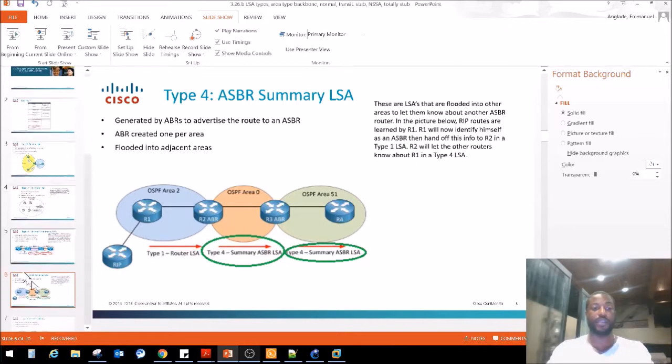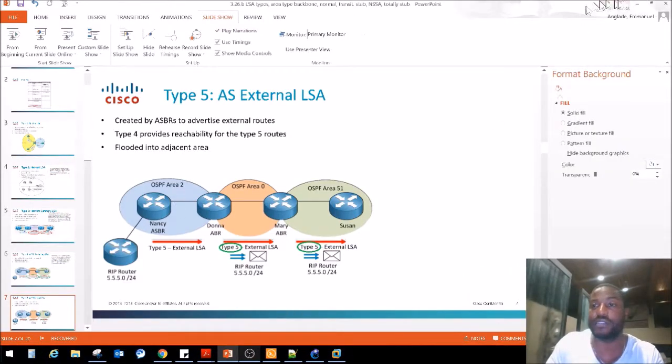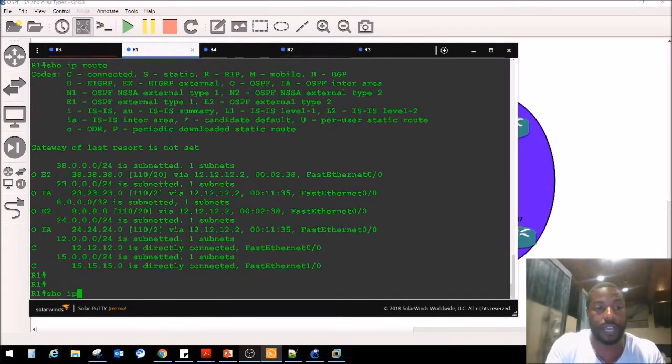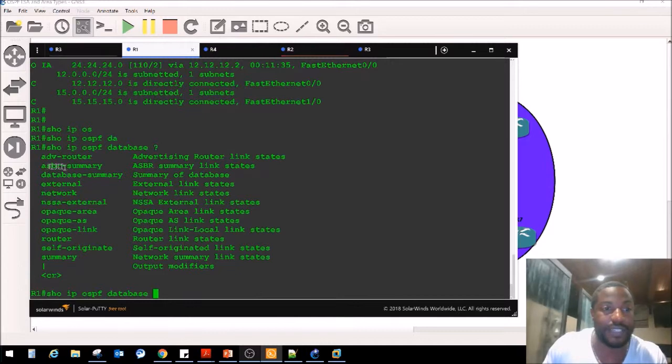Let's move along. We did a type 4. We also did a type 5 that we just looked at. Type 5 is an AS external LSA, which we just created. It's created by ASBRs. And that's how we were able to get the routes, because it was the type 5 LSAs. If we want to know about the type 5 LSAs, here's how we break those down. We do show IP OSPF database. What's a type 5? We said a type 5 is an AS external LSA. So it would not be the ASBR summary. It's not the advertising router.